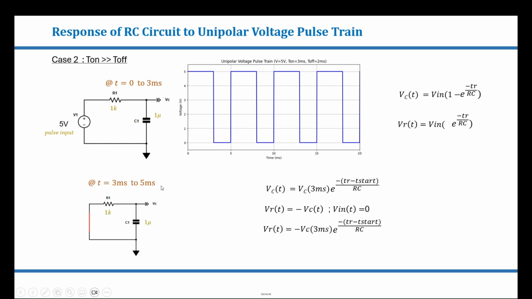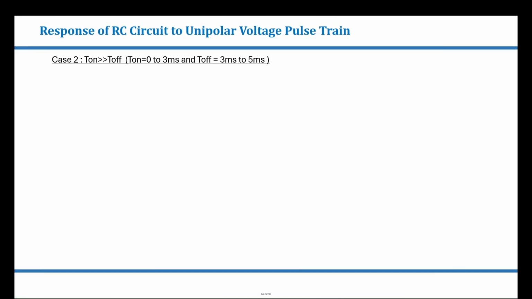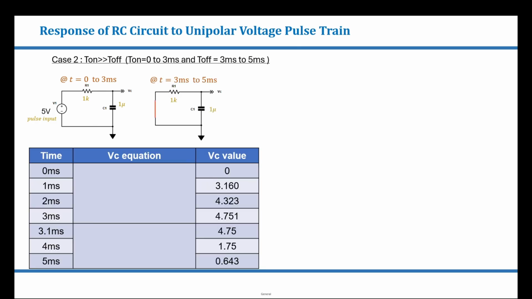Now, between 3 milliseconds and 5 milliseconds, VC and VR can be calculated using the following equations, and IR is equal to VR by R. Now, let's consider 6 intermediate points here and observe the voltage across capacitor.